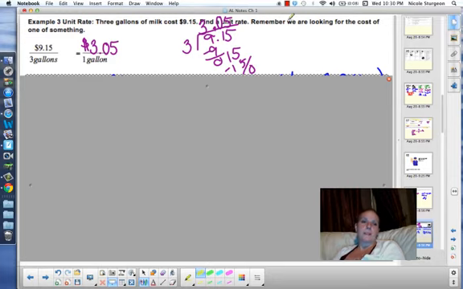So the next piece in example 3 is unit rate. The idea, remember, right from our vocabulary, is the idea of unit rate is to find out how much it costs for one of something. So in this problem, we're looking at 3 gallons that cost $9.15, and we're asked to find the unit rate. Remember, we're looking for the cost of 1. So we take $9.15 and we divide it by 3 gallons, dollars per gallon. When we do that division, $9.15 divided by 3, we get $3.05.